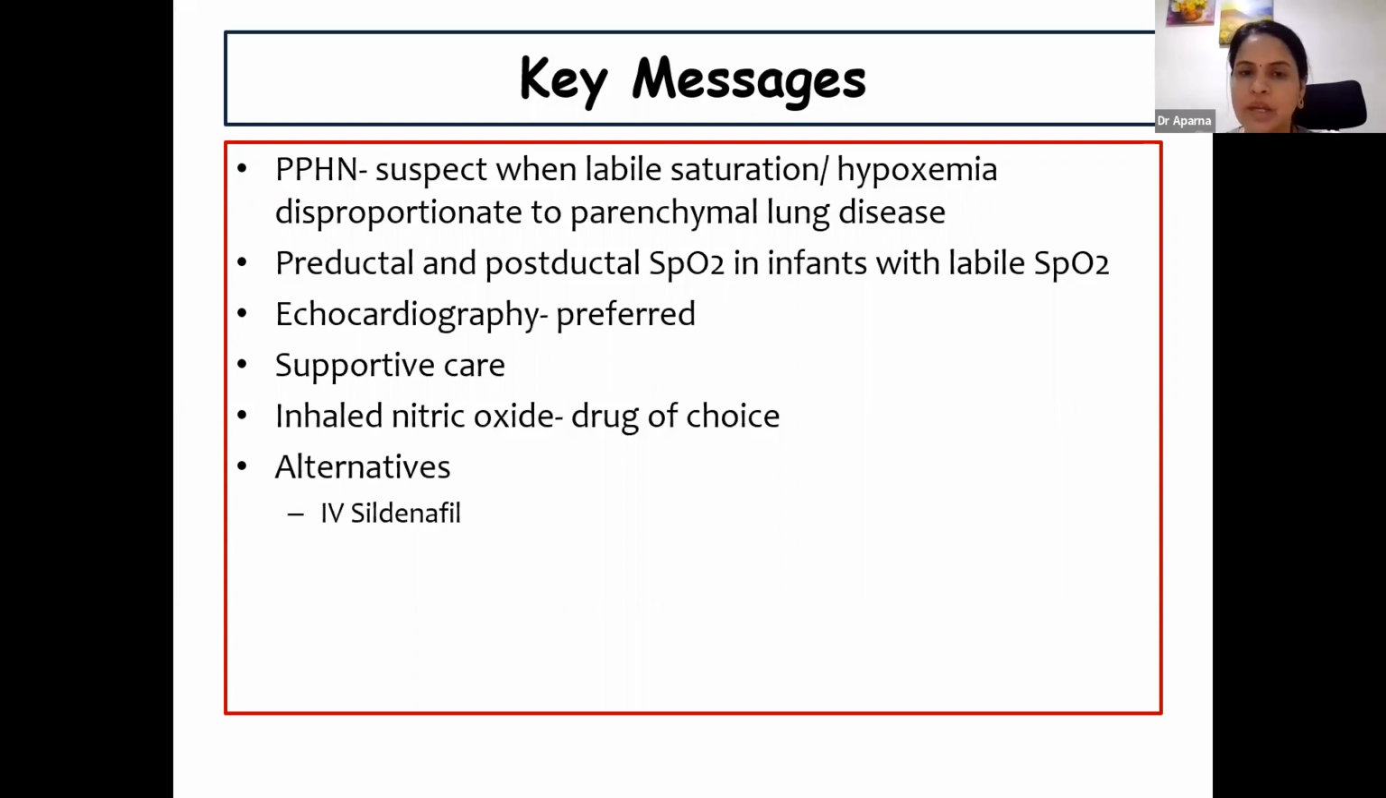Suspect PPHN whenever you're dealing with a newborn with labile saturations and with hypoxemia, which is disproportionate or which is more severe than signs of respiratory distress or underlying evidence of parenchymal lung disease. And PPHN is also suspected when there is a difference in the pre-postductal saturations of more than 5% in infants with oxygen lability. Echocardiography remains the preferred modality for confirmation of PPHN.